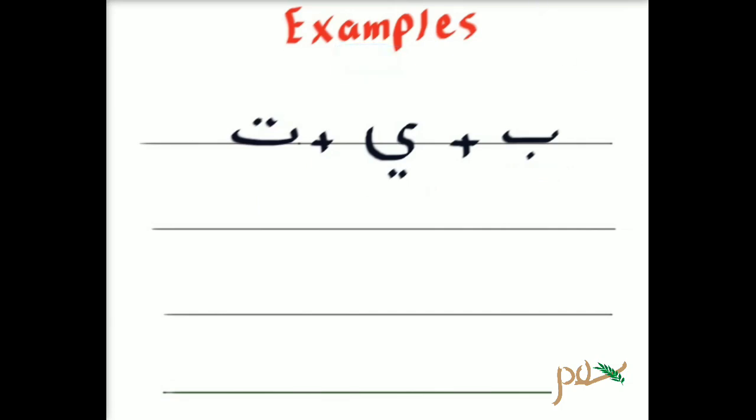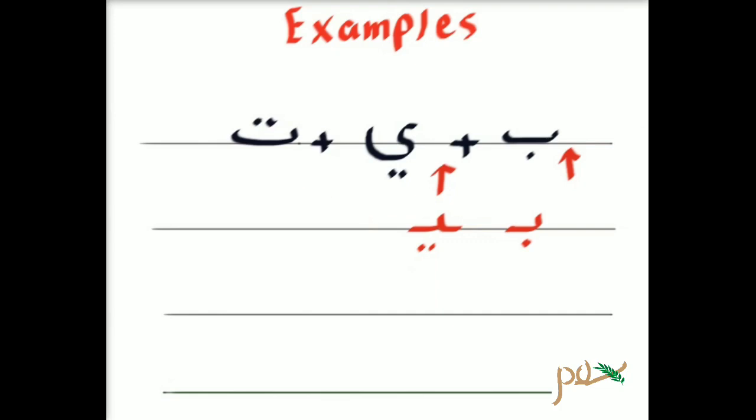The letter ba is the first letter, so we will write it in the initial form because it's the first letter. So this is the initial form of the letter ba. The letter ya is the second letter, so we will write this letter in the medial form. This is the medial form of the letter ya.